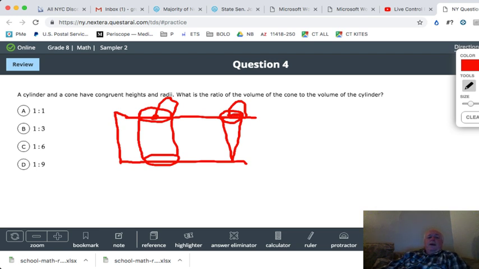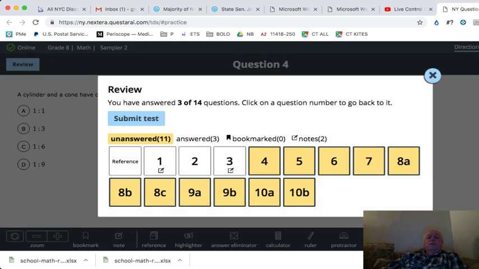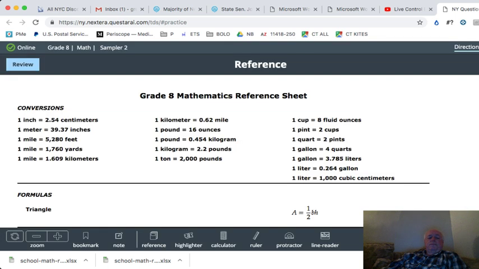Okay? And what is the ratio of the volume of the cone to the volume of the cylinder? Okay? So because the height and the radius of each respectively are the same, it means that we should be able to use the formulas. Okay? So you either memorize the formula or you can go back to see what they are. So we have the reference sheet.